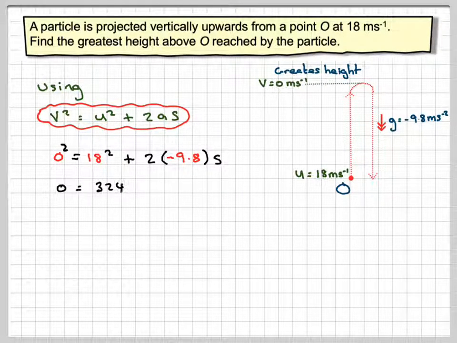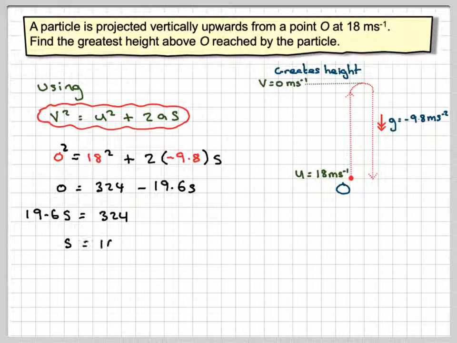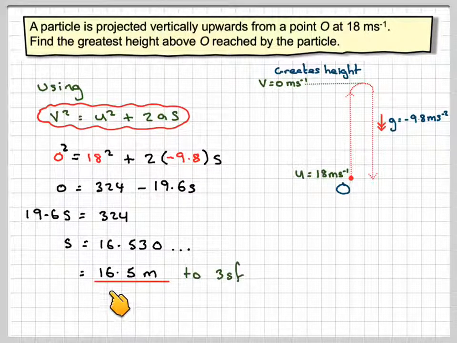Okay, so rearranging that, we're going to get 0 is equal to 324, 18 squared, minus 19.6, 2 times -9.8, s. If we take this over here, we're going to get 19.6 s is equal to 324. And then divide by 19.6, we're going to get that s is going to be 16.530, which is equal to, s is equal to 16.5 meters to 3 significant figures.